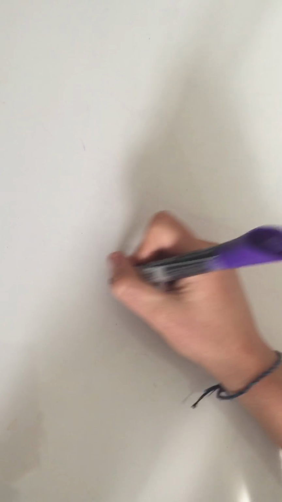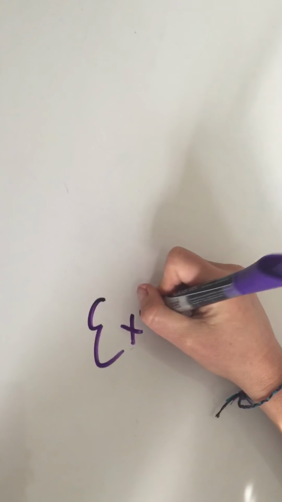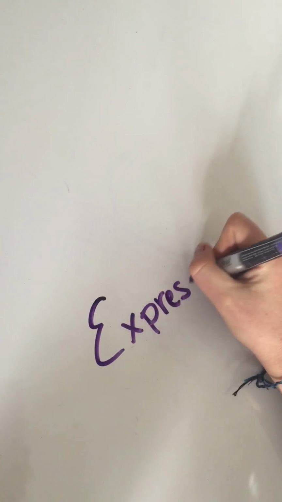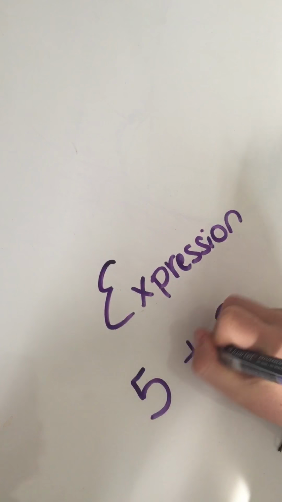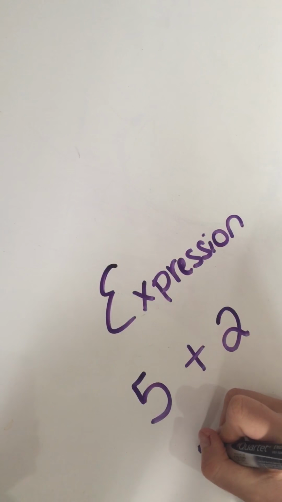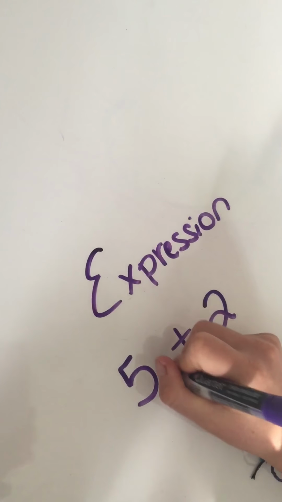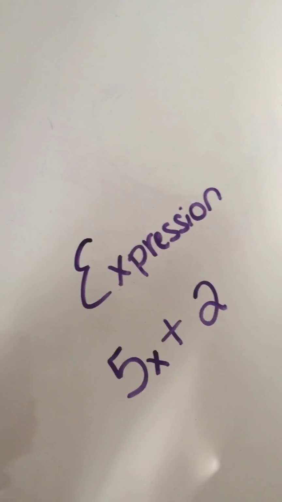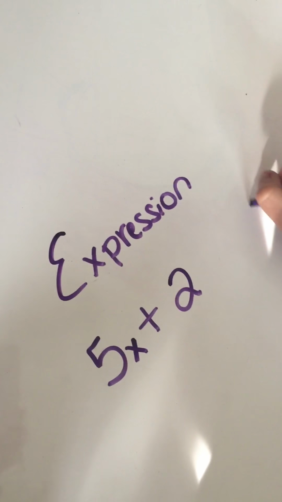All right, the first vocabulary word that we're going to talk about is an expression. An expression is a mathematical statement. It could be as simple as a number. It could have a number and an operation. It could even have a variable in it. Those are all examples of expressions.